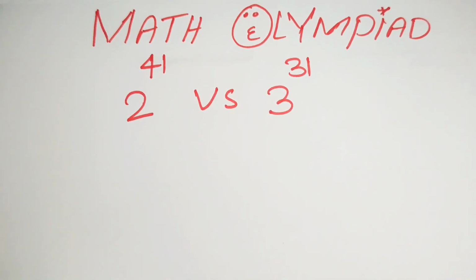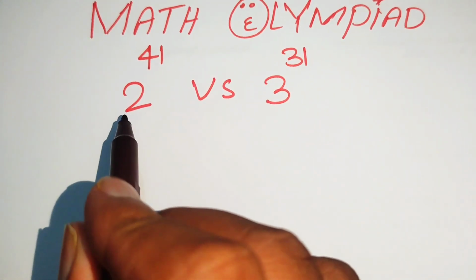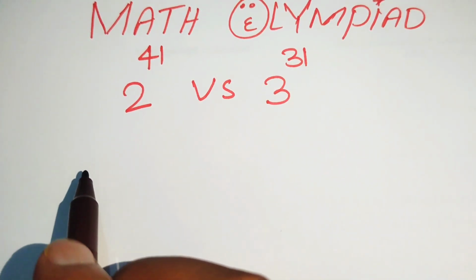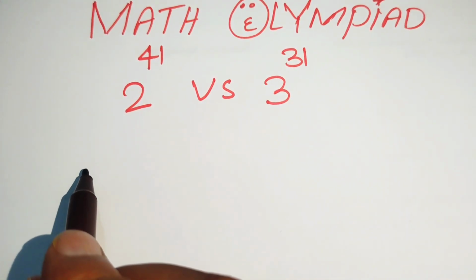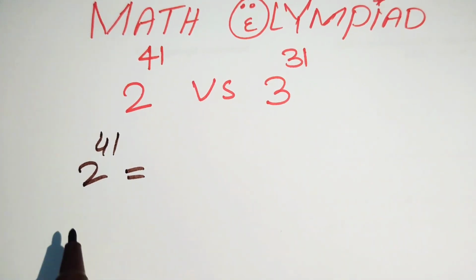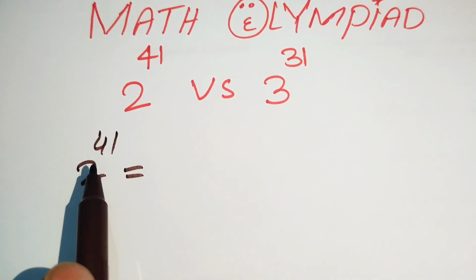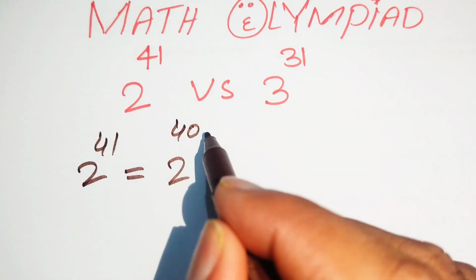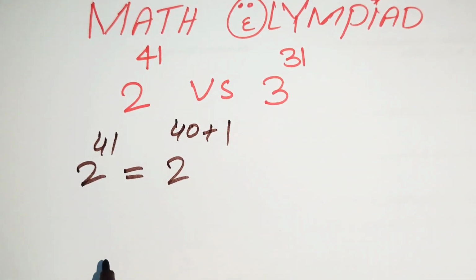power of 41. Here we need to simplify 2 to the power of 41, and we write its exponent 41 as 40 plus 1, so it becomes 2 to the power of 40 plus 1.